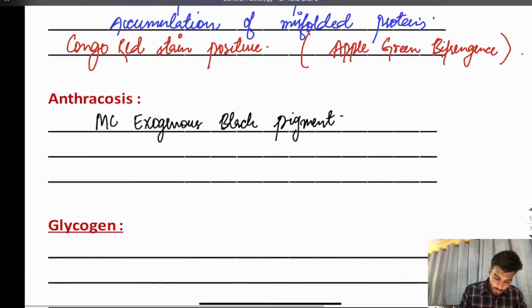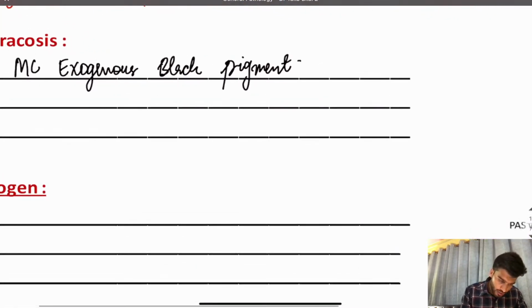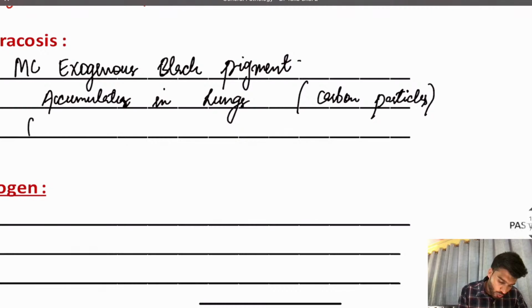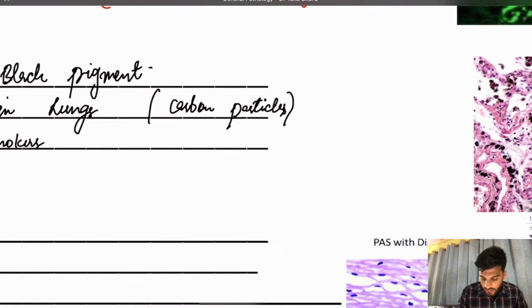Anthracosis is the most common exogenous black pigment. It accumulates in lungs. What exactly is there? Carbon particles. It's also common in smokers. Carbon particles, that's why it's also called black lung. What do we call it, guys? Black lung.